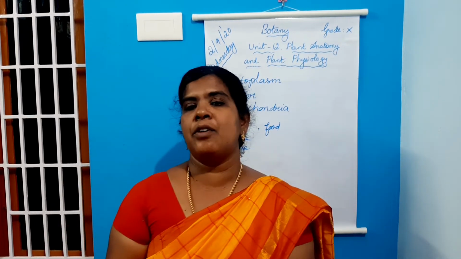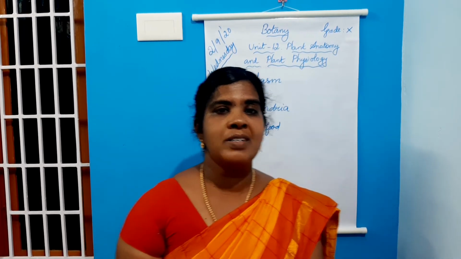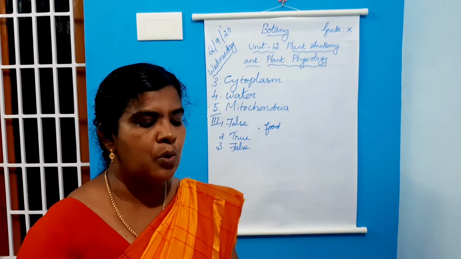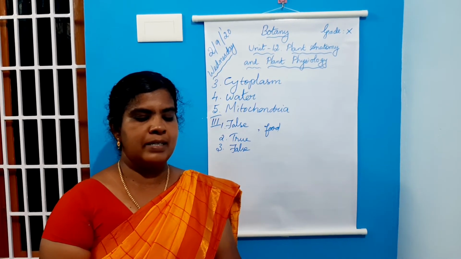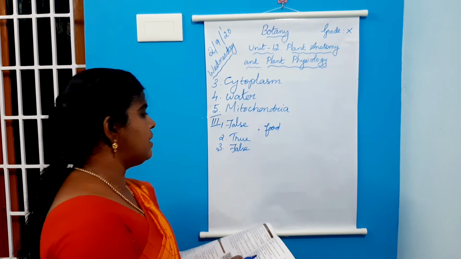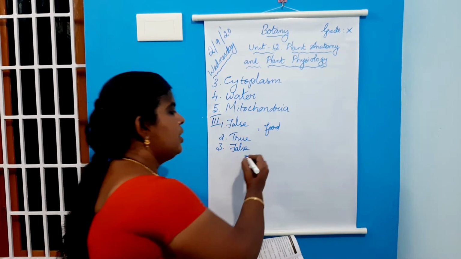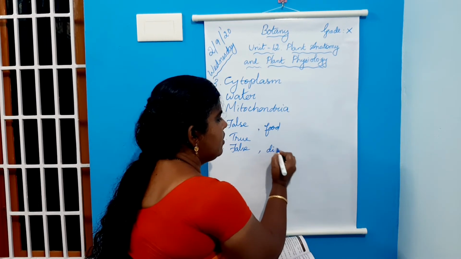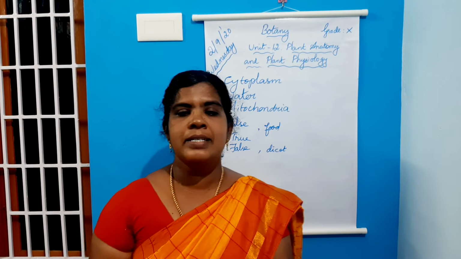All dicots have cambium, so the width of the stem increases, isn't it? In monocot stem, cambium is absent. So what to write is, in monocot stem, cambium is present in between xylem and phloem. The given statement is false. Instead of monocot stem, you have to write dicot stem. So, underline the term monocot stem and write dicot stem.